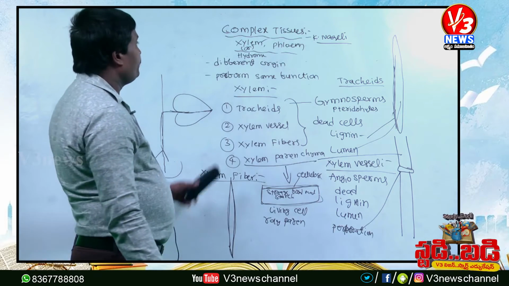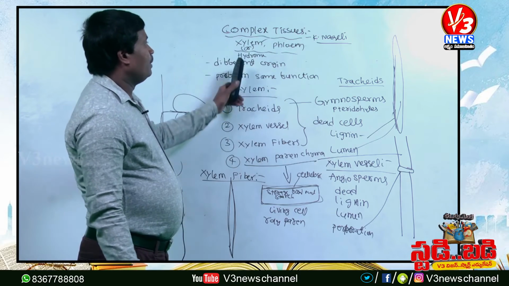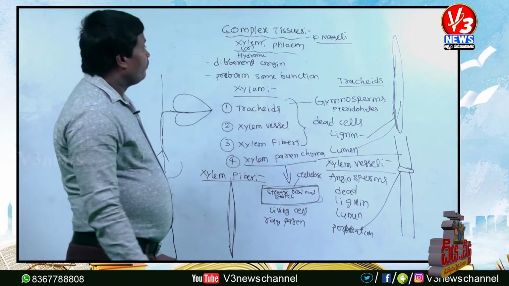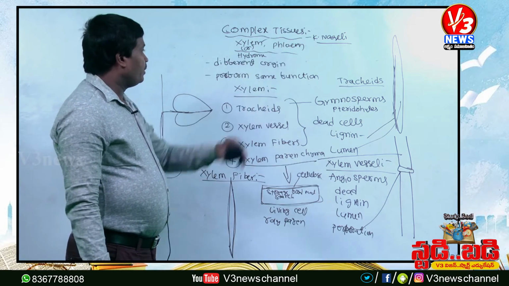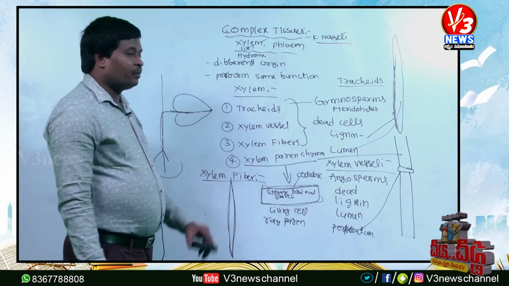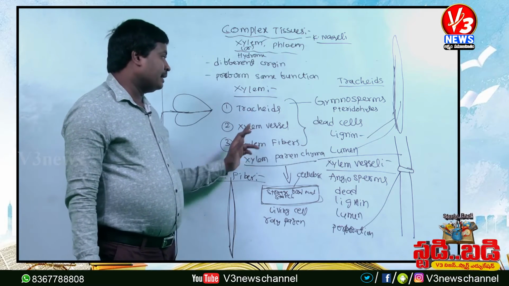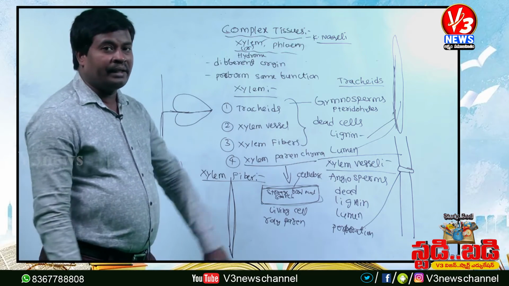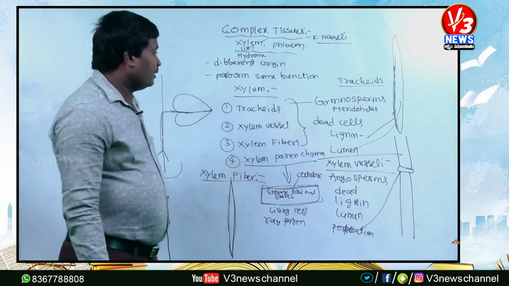Once again, a synonym. See here. Xylem is a complex tissue. Xylem is also called hydrome. Xylem is formed from different origins but performs the same function. How many kinds of cells? There are 4 kinds of cells. What are the 4 kinds of cells? Tracheids, xylem vessel, fibers, and xylem parenchyma. Out of 4 types of cells, how many are dead cells? 3 are dead cells. How many living cells? Only 1 cell. What is the living cell?